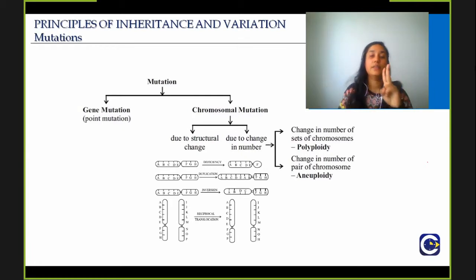Perfect. And then the other type of chromosomal mutation is due to change in number. When there is change in number of the sets of chromosomes, then it is called polyploidy. And when there is change in number of pair of chromosomes, then it is called aneuploidy. We have done sets, right? For example, human beings are 2n. Okay, we all know human beings are 2n.